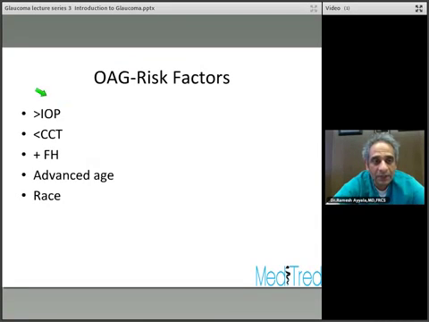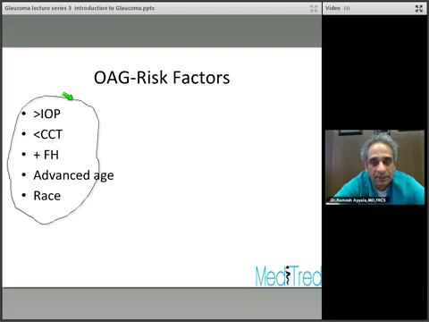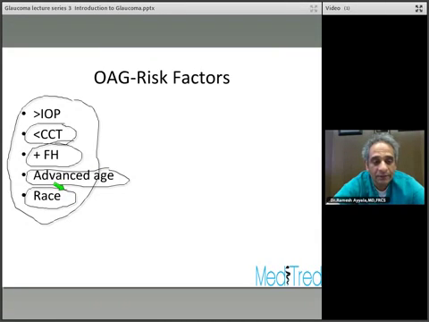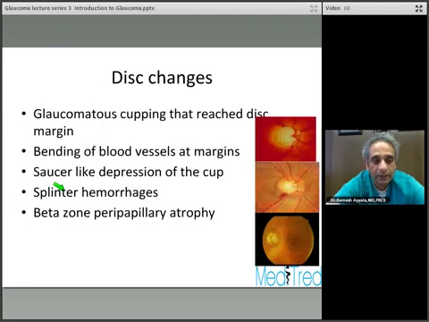So the risk factors for somebody to develop primary open-angle glaucoma: elevated intraocular pressure greater than 21 millimeters of mercury. The higher the intraocular pressure, the more likely that they will sustain optic nerve damage. Central corneal thickness: the thinner it is, the more likely the damage that can happen. Positive family history, we talked about this. Advanced age, as you grow older, the likelihood of developing glaucoma increases, and African American heritage increases the risk of developing glaucoma compared to the Caucasian population.